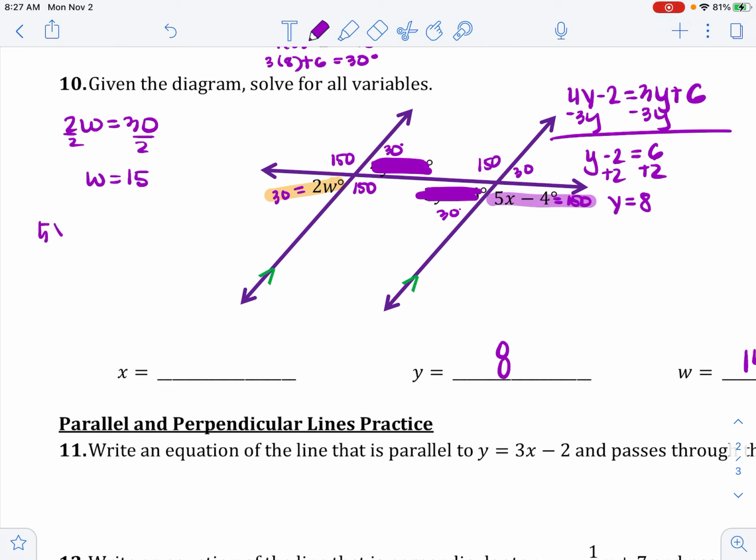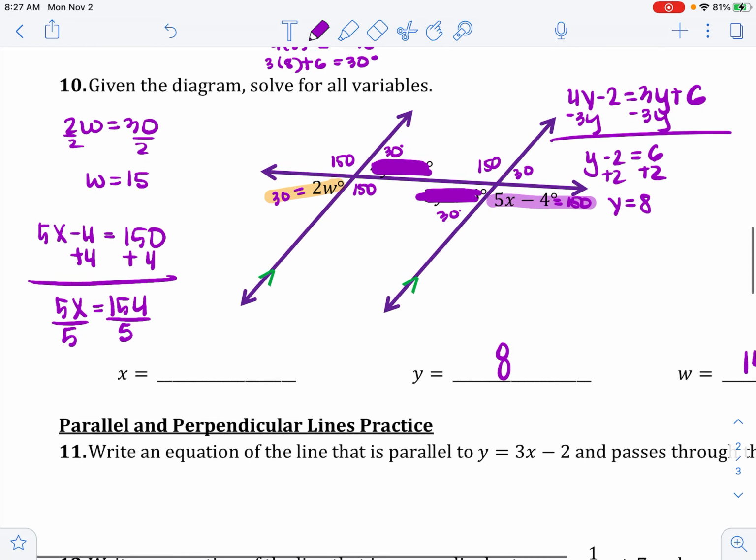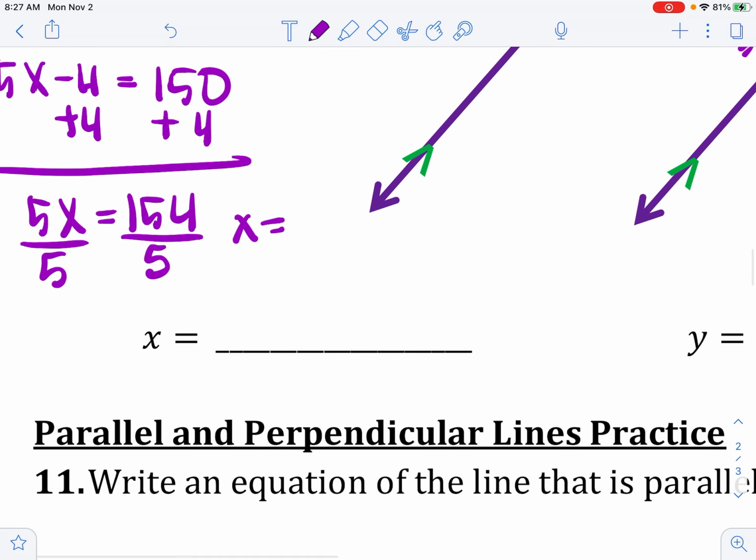My other equation I see that I have, 5x minus 4 equals 150. So I'm going to do 5x minus 4 equals 150. Add 4 to both sides. 5x is equal to 154. Divide both sides by 5. And I get x equals, this is not a beautiful answer, but it's also not that ugly.